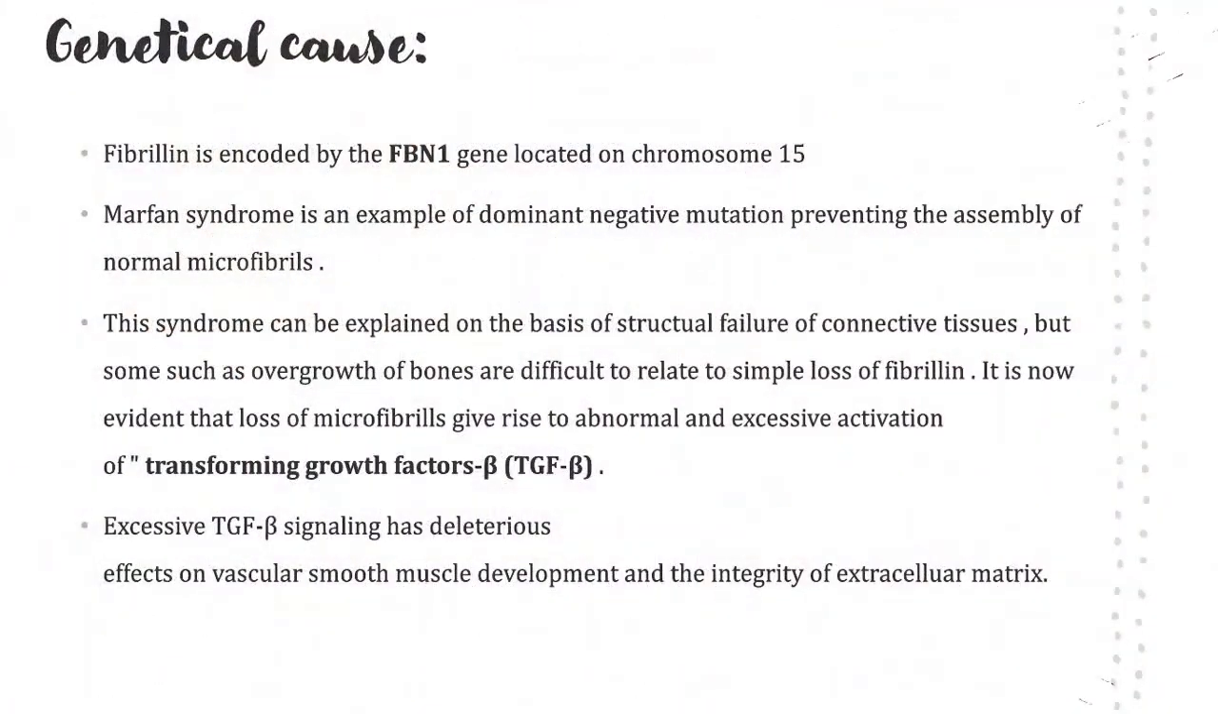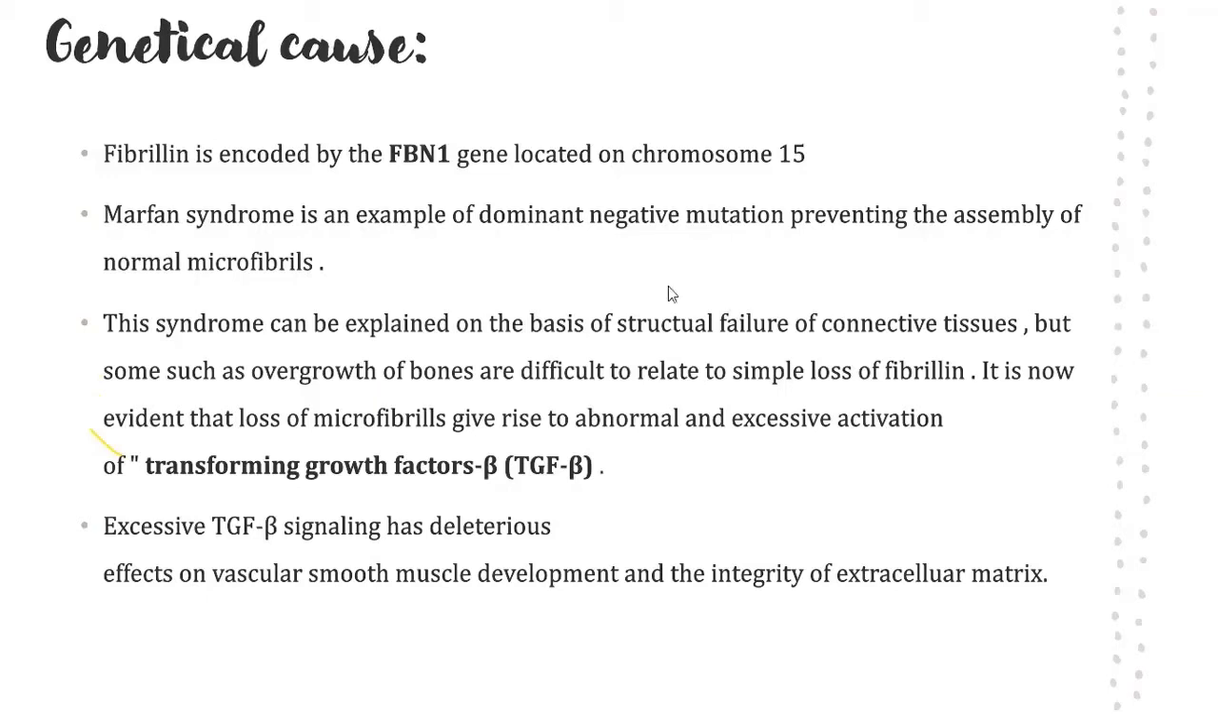And what are the genetic causes? Fibrillin is encoded by the gene FBN1, which is located on chromosome 15. Actually this is an example of a dominant negative mutation which prevents assembly of normal microfibrils.